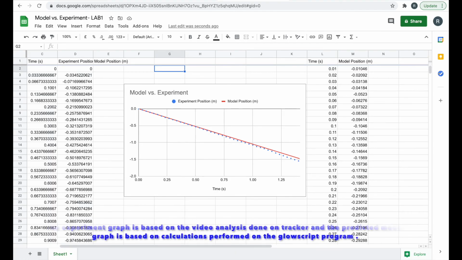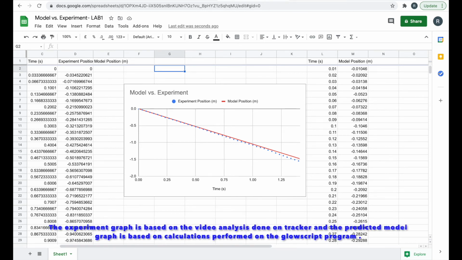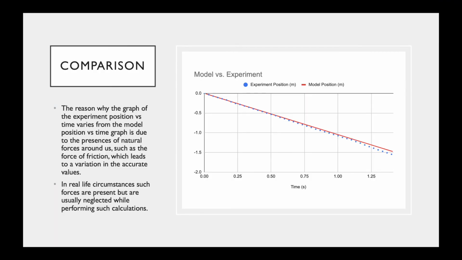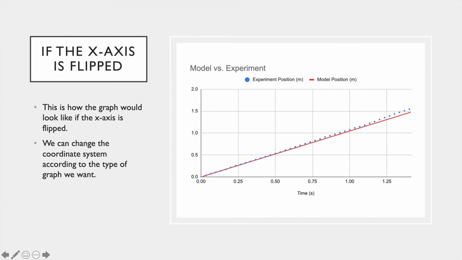In this graph, we can see the line chart representation of the experiment position versus time and the model position versus time graphs. And the reason why both these graphs are straight lines is because of the constant velocity of the ball and the presence of a net zero force. If the x-axis is flipped, this is how the graph would look.